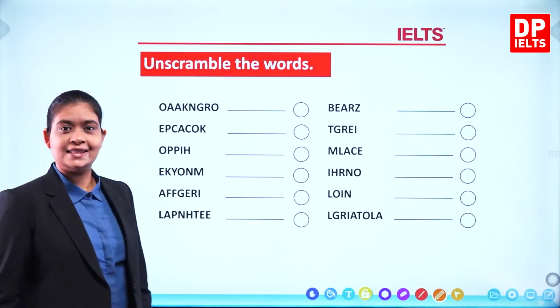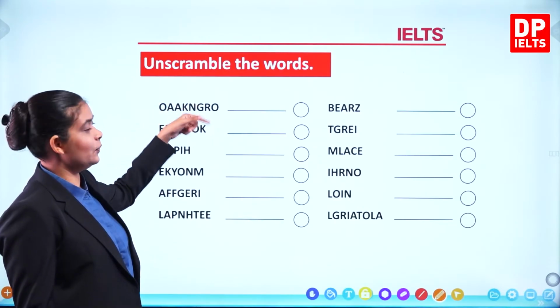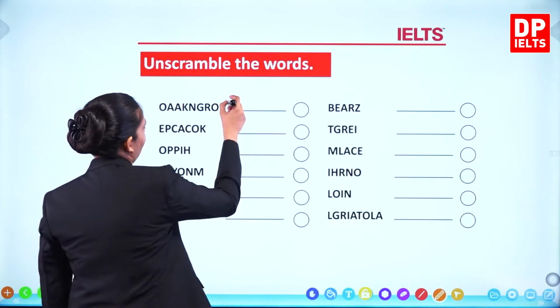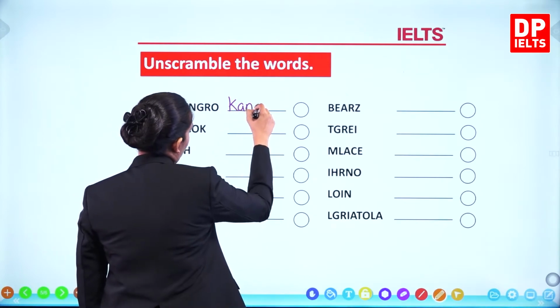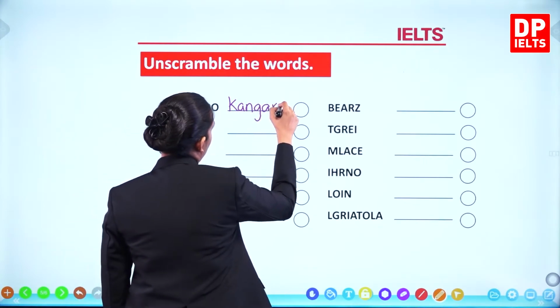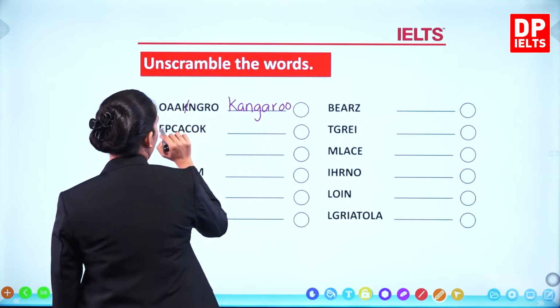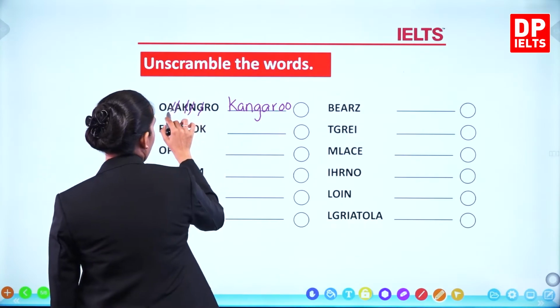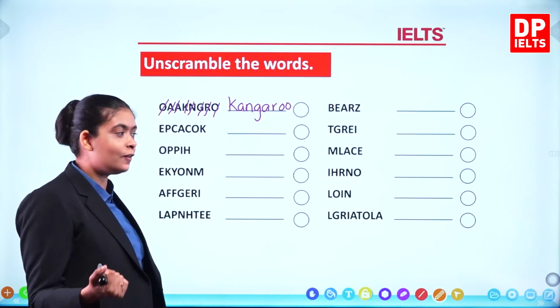So, let's see the first one. Oh, A. Who is this? The fellow that jumps up and down. Who is that? We have a kangaroo. Okay? Kangaroo. So, let's see if we have got all the letters. We have the letters K, A, N, G, A, R, O, O. Perfect. So, we've got all the letters.